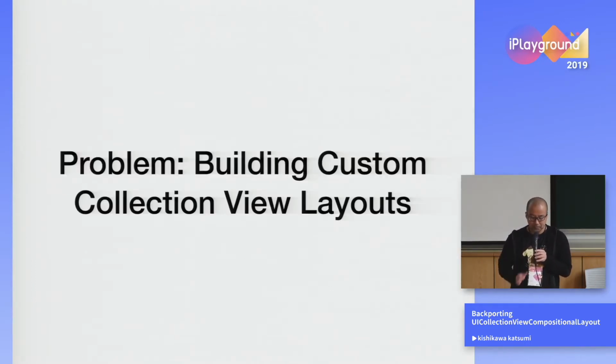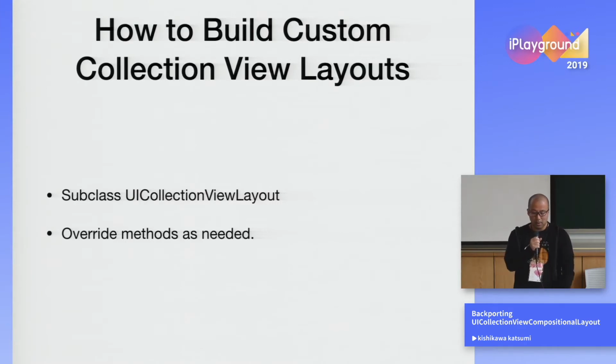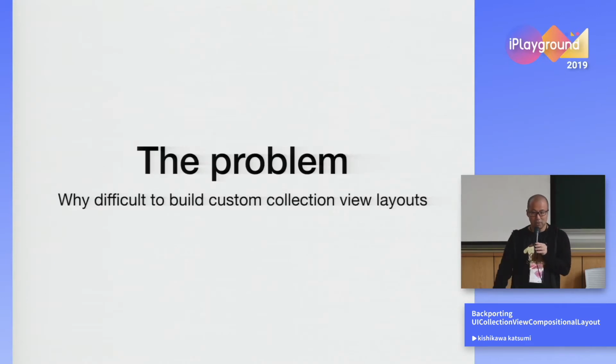Why? Because building custom layouts has a lot of problems. People who have made, or people who have tried to make it, may know. What are the problems? What should I do to build custom collection view layouts? It is subclassing UICollectionViewLayout, then overriding methods as needed. That's it. It's a piece of cake, right? Unfortunately, no. I will explain what the problem with building custom layouts is and why I don't want to do it.